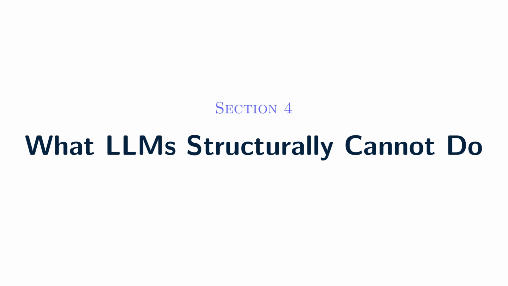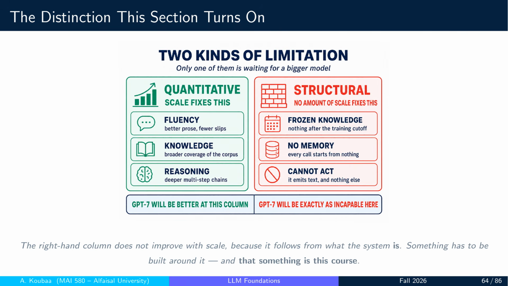And I want to be careful about what we are claiming. We are not listing small weaknesses that a larger model will eliminate. We are naming boundaries of the standalone next token model. This whole section turns on one distinction. So let us make it precise before we go through the list.